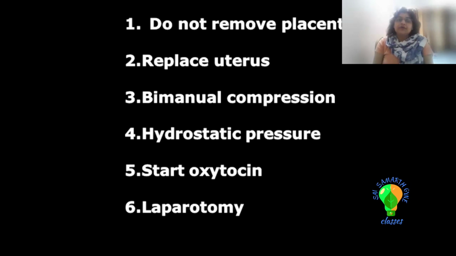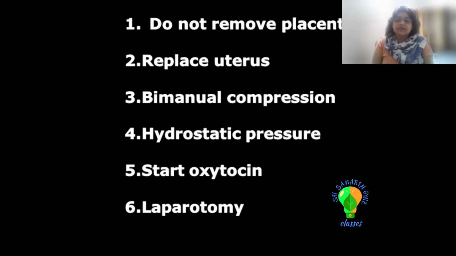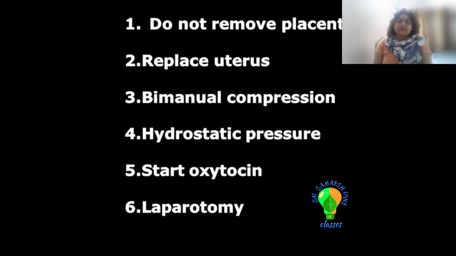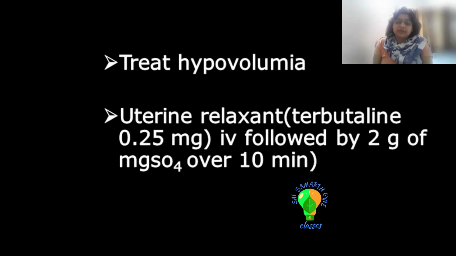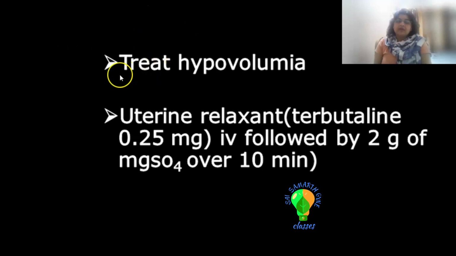So if you want to remove it, of course you will remove it, but after you have repositioned the uterus back. Give bimanual compression after repositioning and start her on oxytocin infusion so that the uterus remains contracted. So the principle is that you have to treat hypovolemia. You have to get her recovered from the shock.